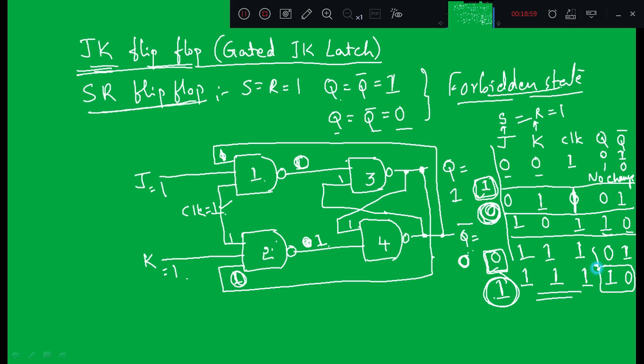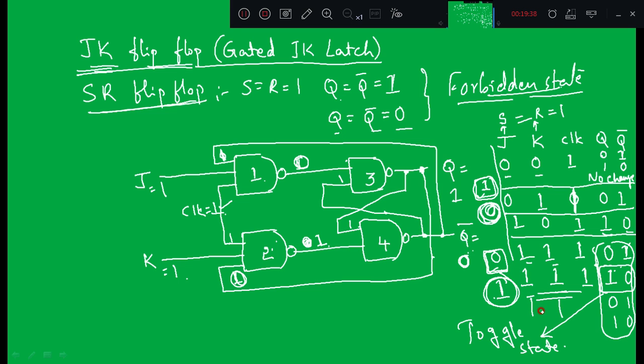So in these two states you can check, when both J and K are high, we got complemented states, right? One state is 0 1, the second one is 1 0. So if I keep J and K continuously high, and go on applying the control input, we are going to get these states repeatedly, right? And these states we call toggle states. The flip flop is going to toggle, right?